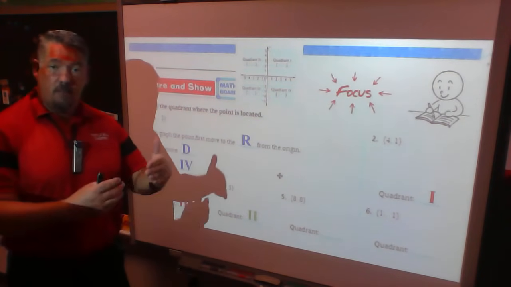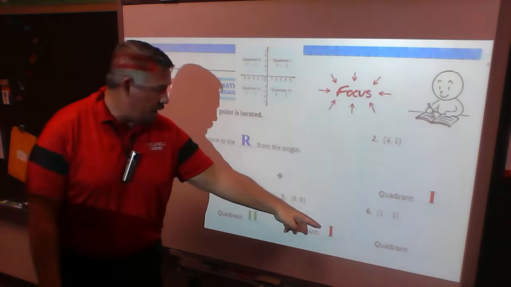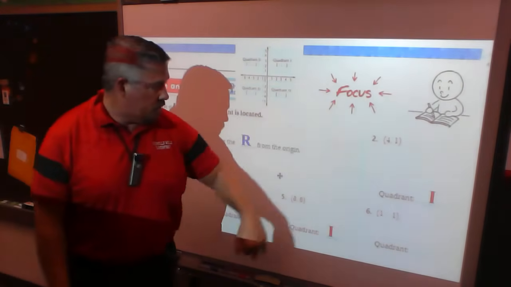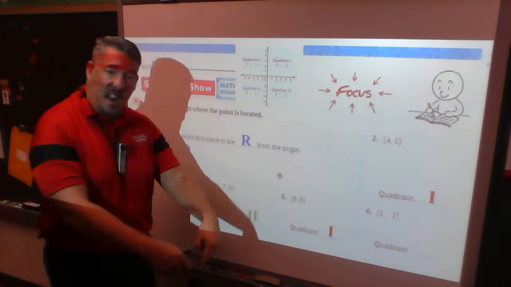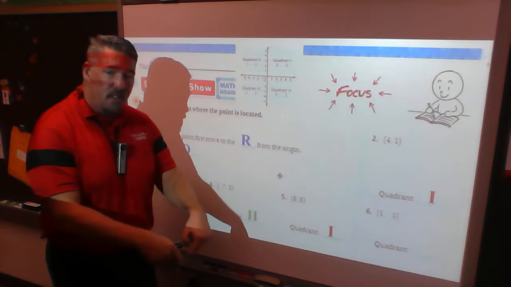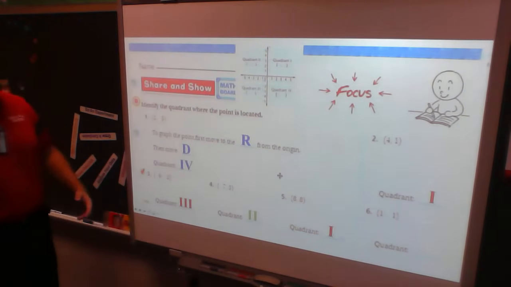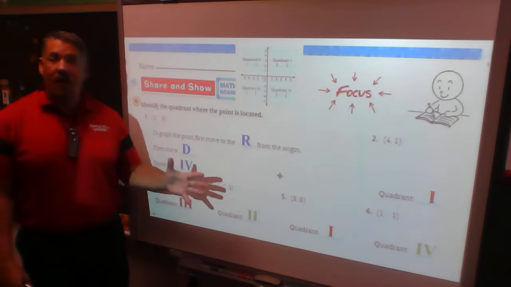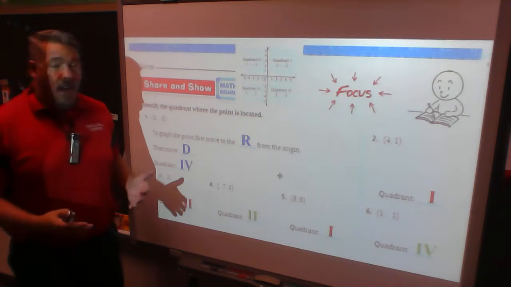Number 5, positive, positive, going forward, jumping up. Once again, that takes me back to quadrant 1, just like number 2 did. And then number 6 is a positive but negative. So I have to go forward and then jump down. That's going to be my quadrant 4. So on every one that's like this, all I need is the correct Roman numeral to show me what quadrant it's in.